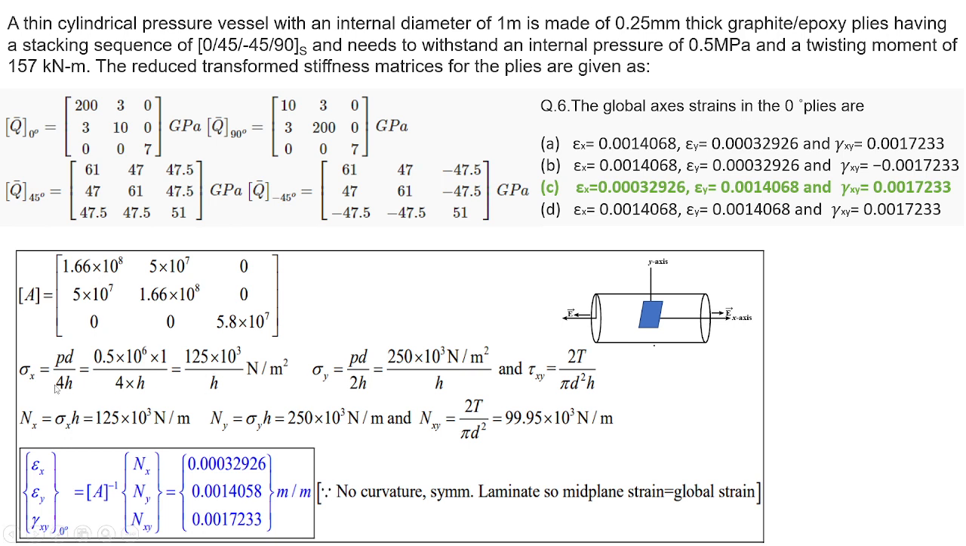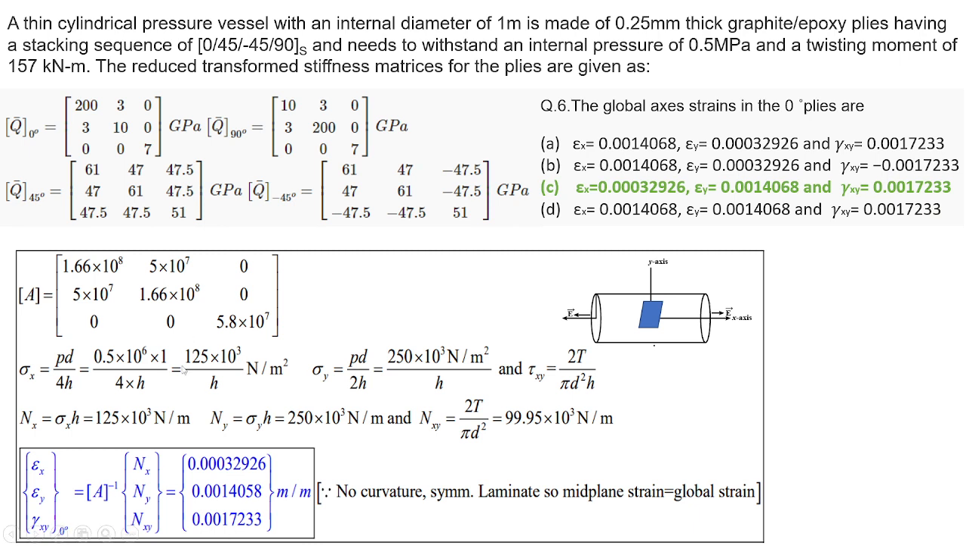So only the stresses in the x and y direction and tau xy are given here. In the question, the twisting moment is given, so from that value we can get tau xy. The formula for tau xy, the torsion shear stress, is the moment divided by the polar moment of inertia, multiplied by the radius. So from that equation we can get the torsion shear stress.